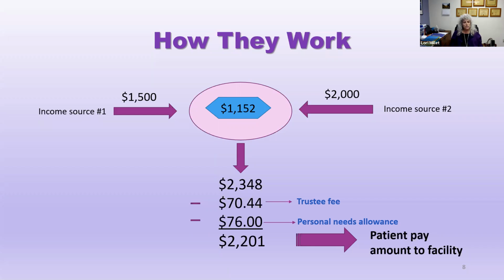So from that $2,348, the trustee is paid $70.44, and $76 is allocated toward the personal needs allowance. The leftover $2,201 is the patient pay amount or the copay to the facility. This $1,152 figure that's in blue is the excess or the difference between the $2,348 and the $3,500, which is the total of the two sources of income. That $1,152 stays in the pink trust pot every month. And when the Medicaid recipient passes away, a check is written to the state for all of that accrued money.